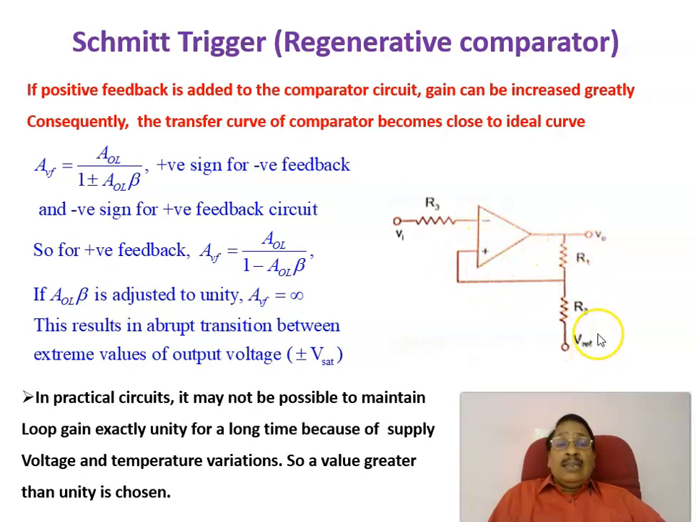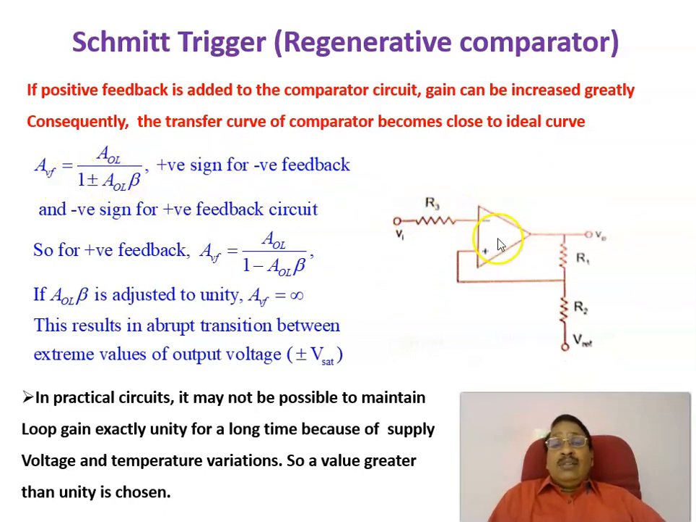Of course, there is a reference voltage applied. Rather than grounding this point, you can control the magnitude, so that this magnitude can be controlled. In order to control that, rather than connecting a ground voltage, you are applying a reference voltage, V reference. So this is the circuit diagram of a Schmitt Trigger regenerative comparator.